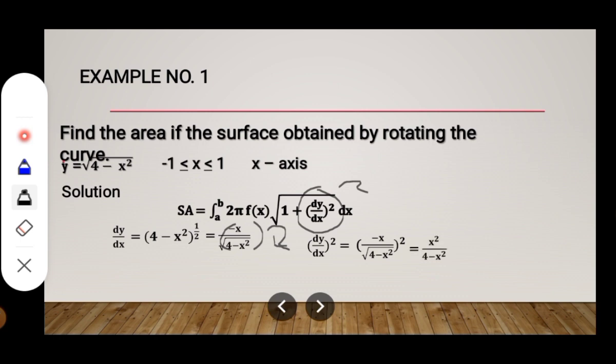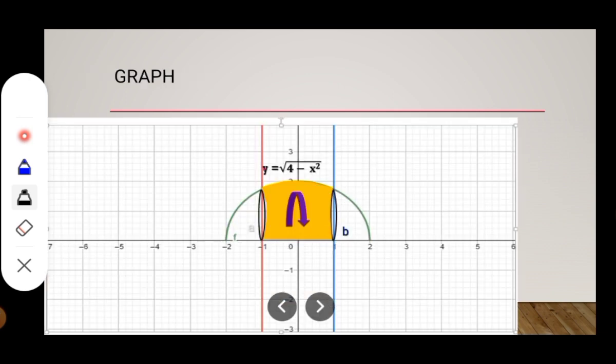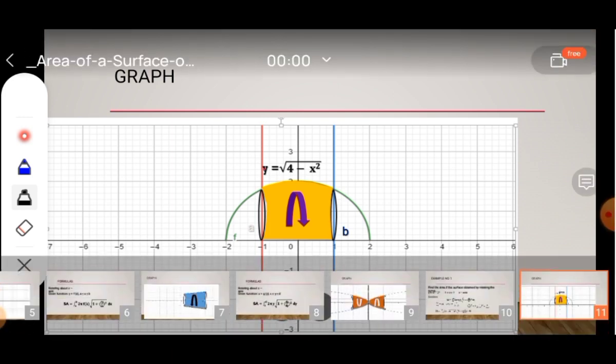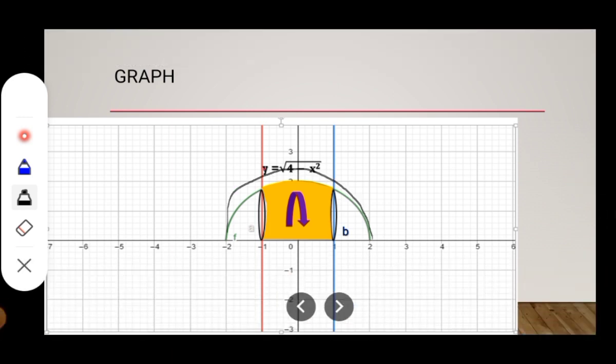Then let's plug into the formula. So we have the integral of 2 pi, where f of x is y, equal to the square root of 4 minus x squared, times the square root of 1 plus x squared over 4 minus x squared, dx. So this will be the graph, from a to b.